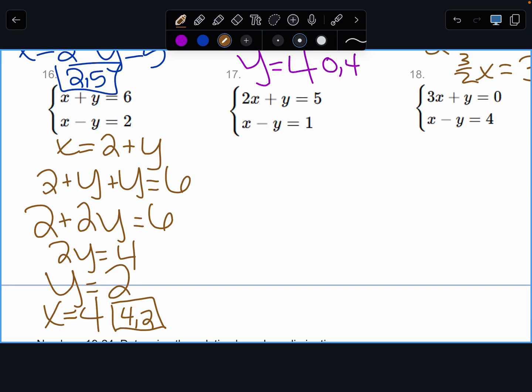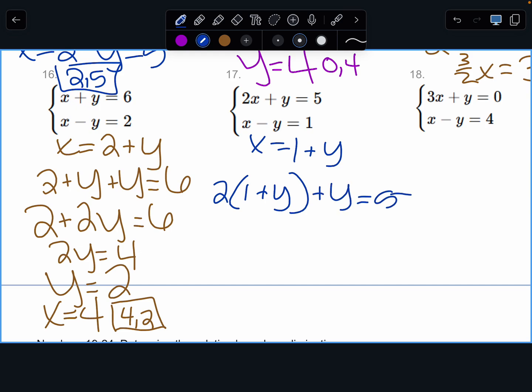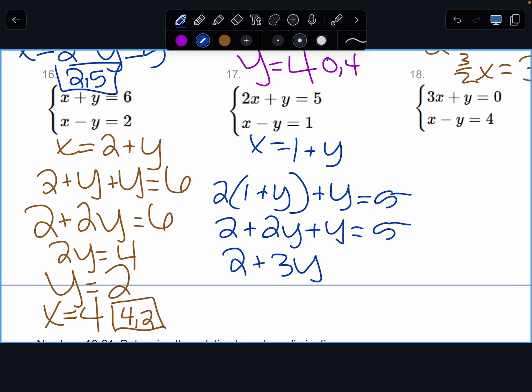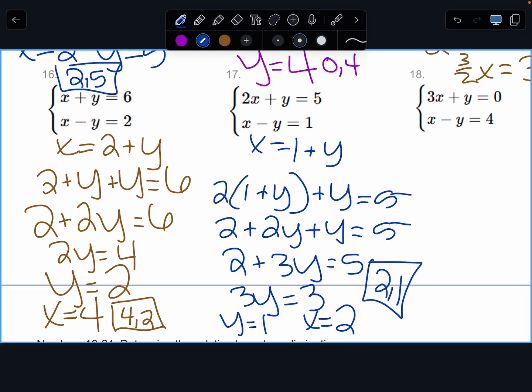If you're really stuck on these ones, send me an email and I can send you another good video to watch. This one would be x equals 1 plus y. So I could do 2 times 1 plus y. I get 2 plus 2y plus y equals 5. 2 plus 3y equals 5. And get 3y equals 3. So y equals 1. And if y equals 1, x equals 2. So you should get 2 comma 1 for that one.